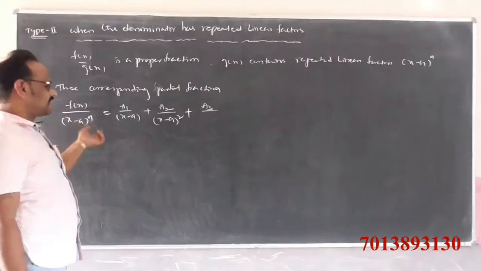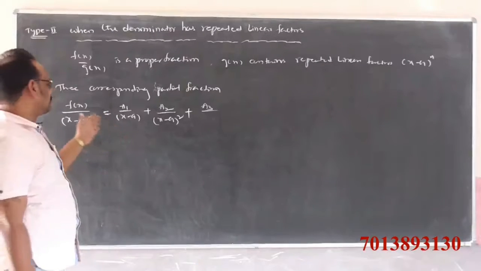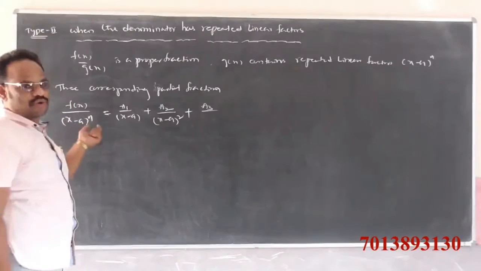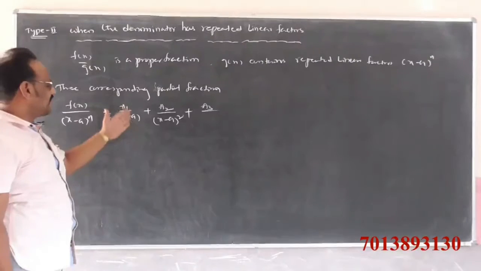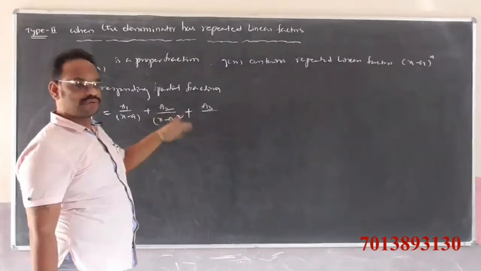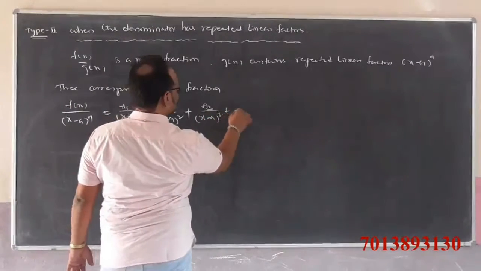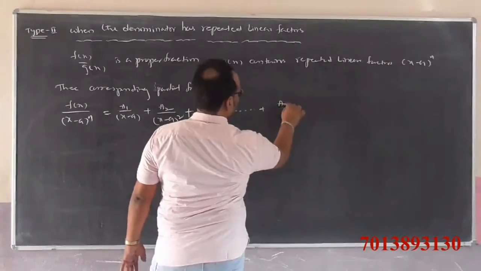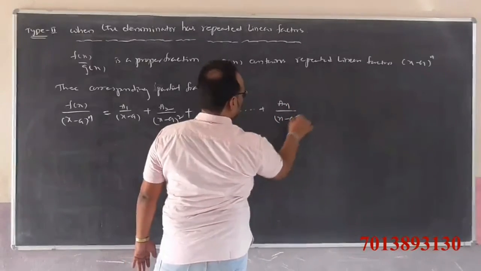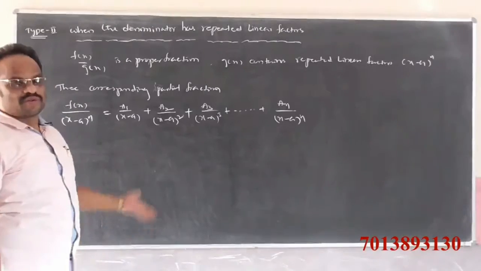When the denominator has a repeated linear factor, how to convert it into partial fractions means, f of x by x minus a whole power n is equal to, let us assume, a1 by x minus a, a2 by x minus a whole square, a3 by x minus a whole cube, and so on, up to an by x minus a whole to the power n.